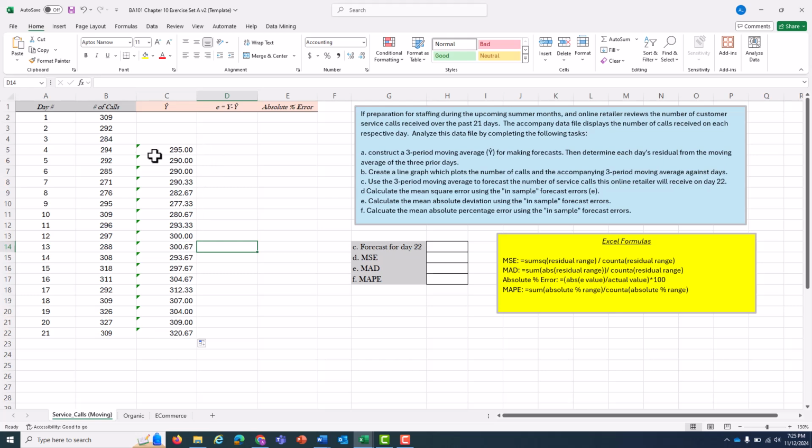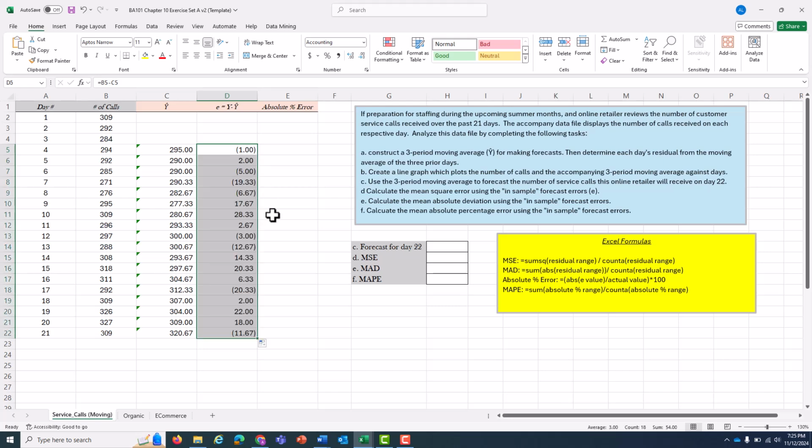This is actual information right here. So on day 4, we received 294 calls, actually. Using the 3-period moving average, we would have predicted 295 calls. So how do we find our residual, RE? Well, it's the actual value of Y, the number of calls that we got, minus what our prediction would have said. 294 minus 295 means that our prediction was 1 off. The actual amount of calls was 1 less than what our predicted model said.